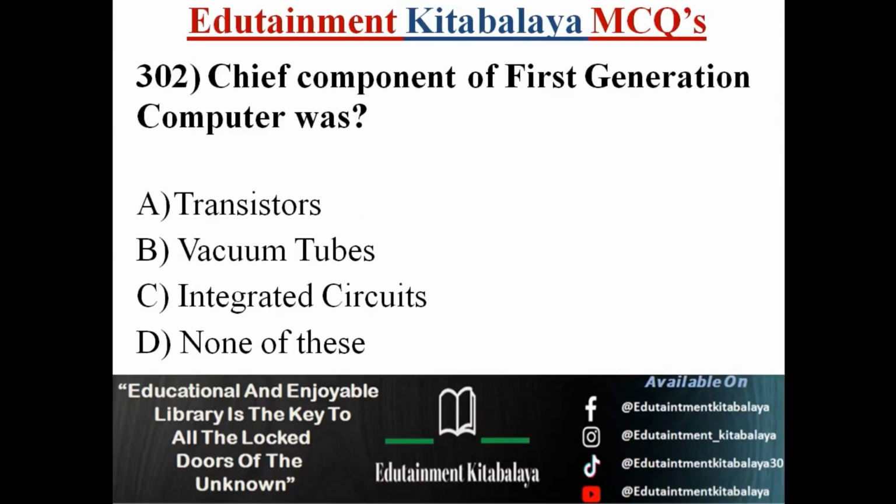Question number 302. Chief component of first generation computer was A. Transistors. B. Vacuum tubes. C. Integrated circuits. D. None of these. Correct answer is B. Vacuum tubes.